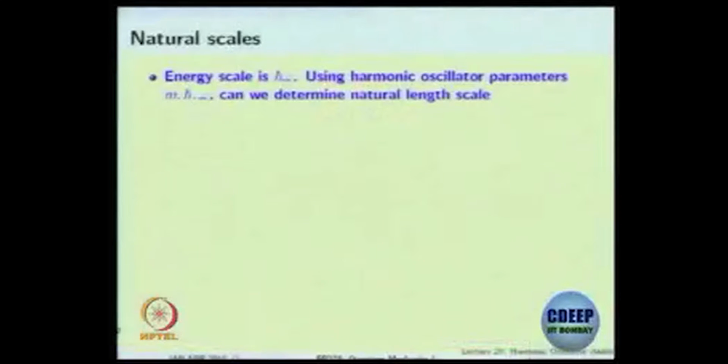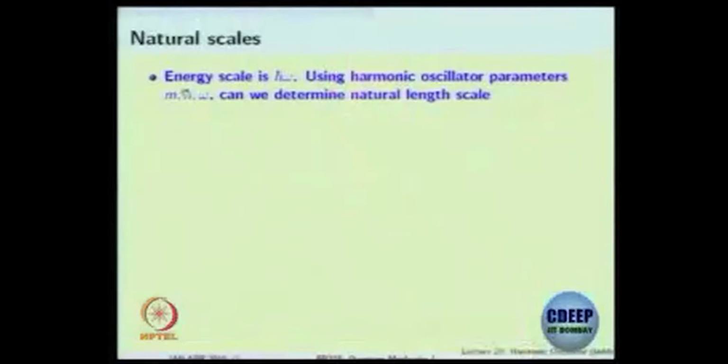Okay, first of all, you need to see what the natural scales are in a given problem. One is your familiar one, which is your energy scale. H cross omega is in joule units, it's an energy scale. And in the harmonic oscillator, the parameters which are there are mass, frequency and h, the Planck's constant. These are the three constants with which you can play around and get dimensionful quantities.